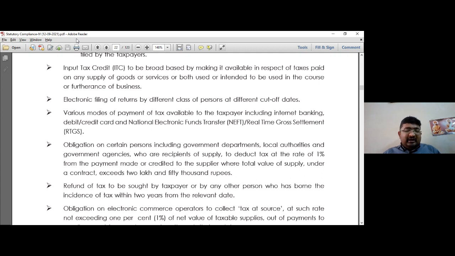So R1 is what? Outward supply. GSTR1 is outward supply, GSTR2 is inward supply, then GSTR3, the full-fledged return. Now GSTR3, which we are calling GSTR3B.